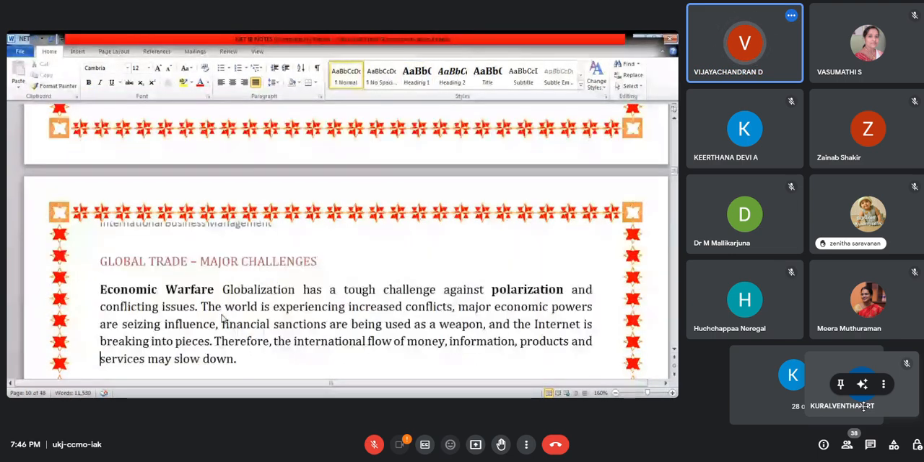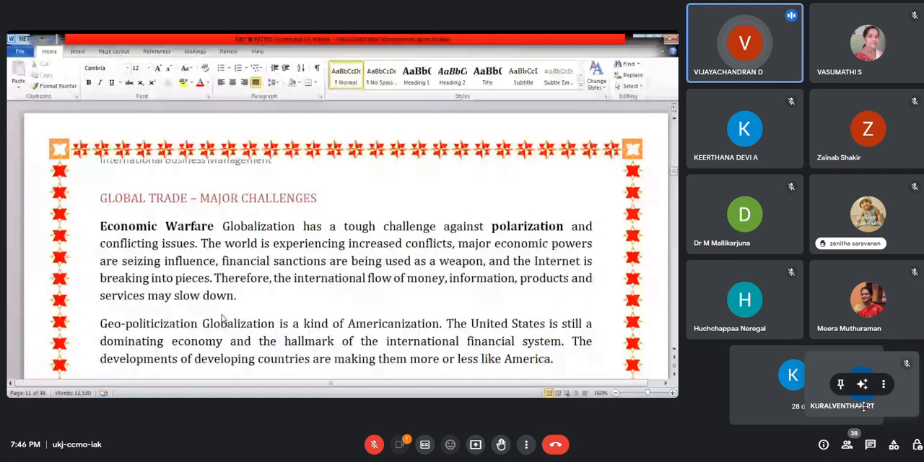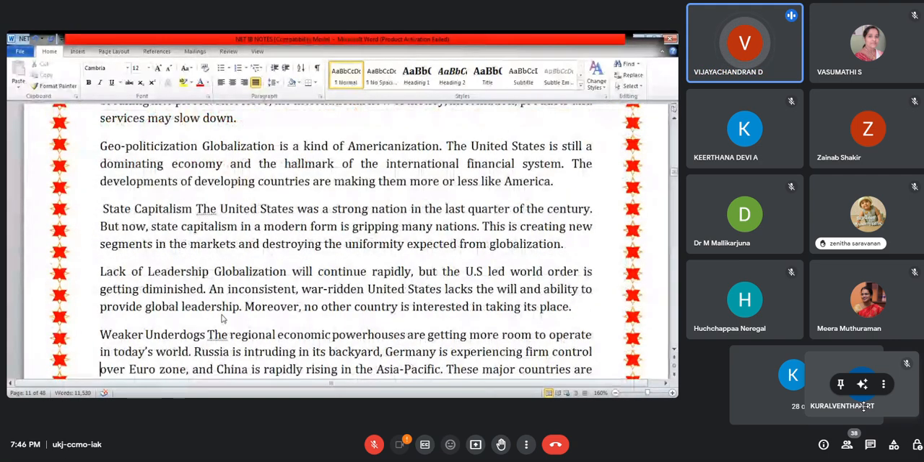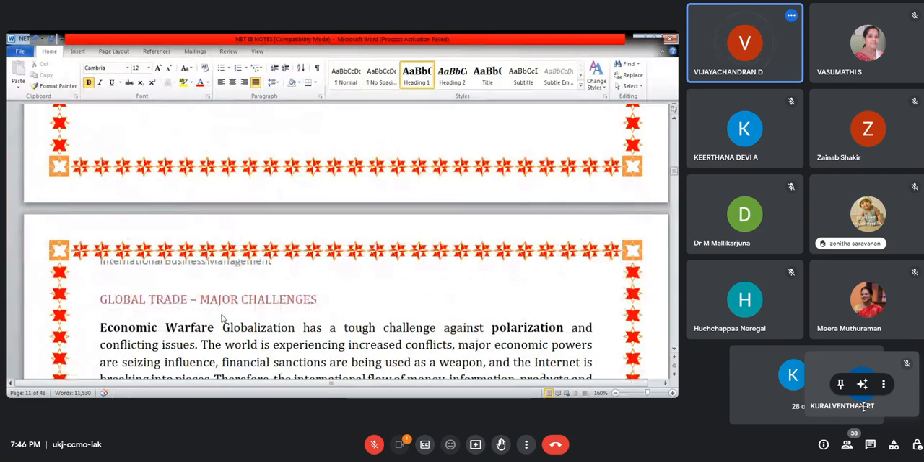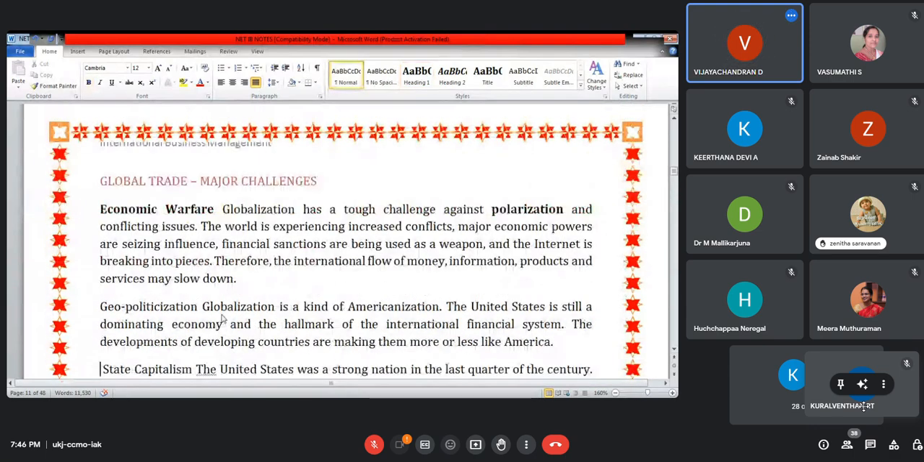So what are the challenges in international trade? What are the major challenges in international trade? Okay, so the first one is polarization. So what is polarization? The dominance of one region. See, the export will be done more by the European countries compared to the Asian countries. So that dominance will be there. Domination will be there. So that will be faced in international trade.